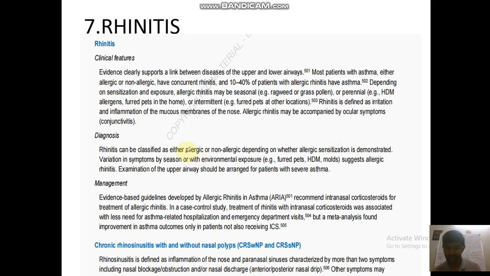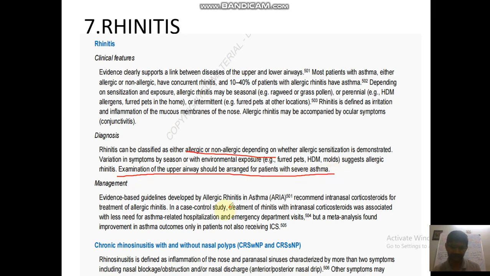So here the rhinitis, as you all know, is the inflammation of the airway. It could be either allergic or non-allergic. Allergic, if the trigger turns out to be an allergen, if the patient has periodic symptoms. The most common is house dust mite. Others are mold. They suggest allergic rhinitis. And one more important thing which I mentioned is, again, an examination of the upper airway should be arranged for all patients with severe asthma.